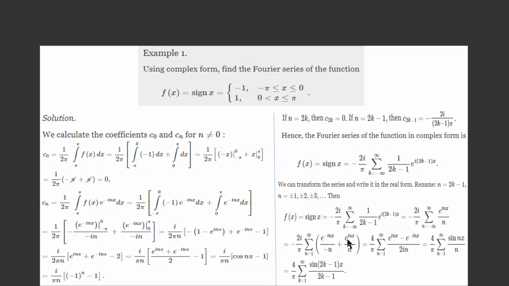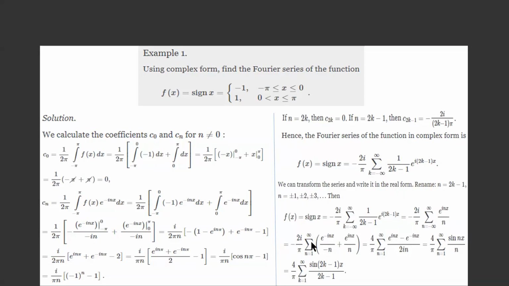How did I do this one? I split this sum into two sums: from minus infinity to minus 1, where this time n will be minus n, and the other positive half, 1 to infinity, which I needed. So I split this sum into two sums. For the sum over the negative side, I have to change n to minus n.